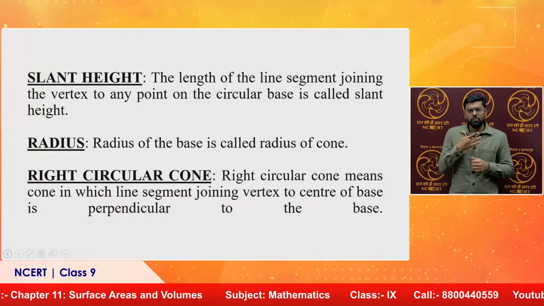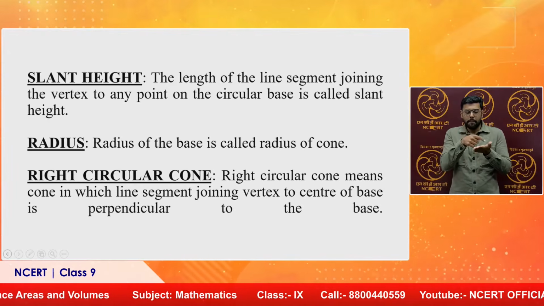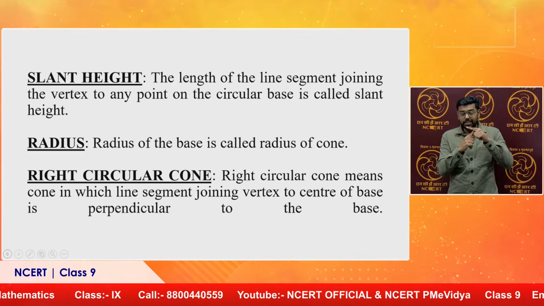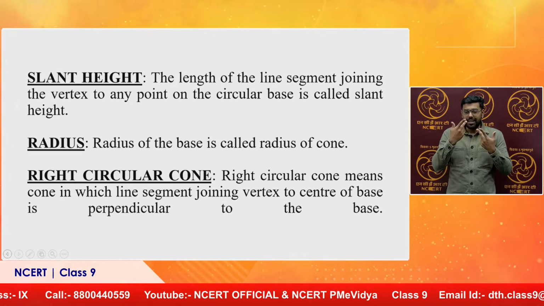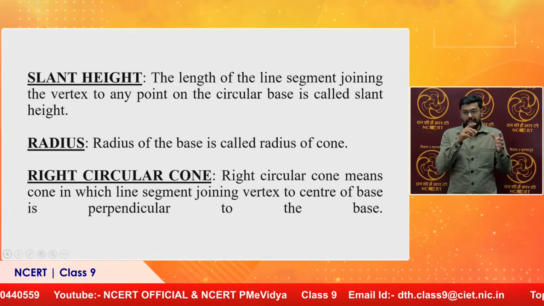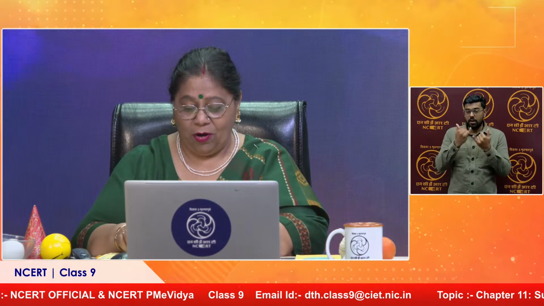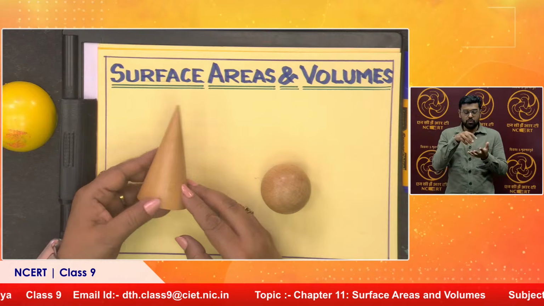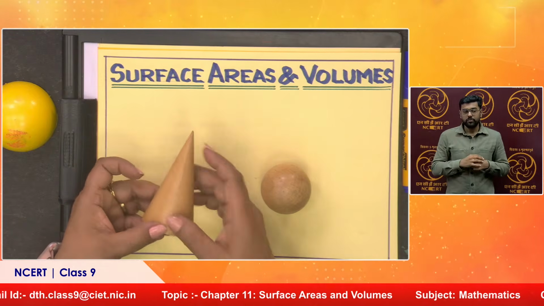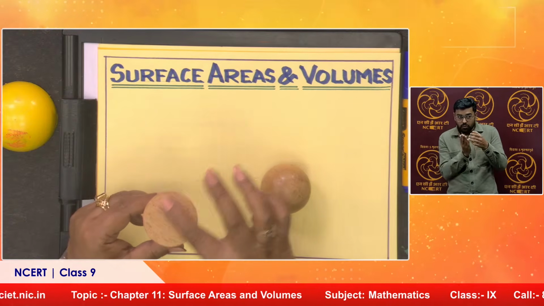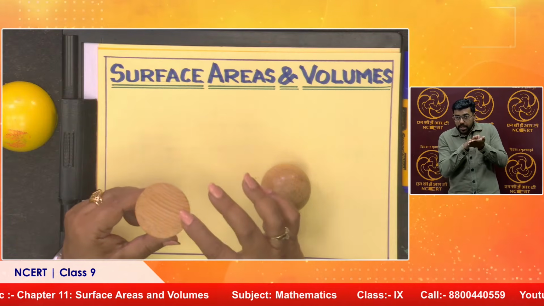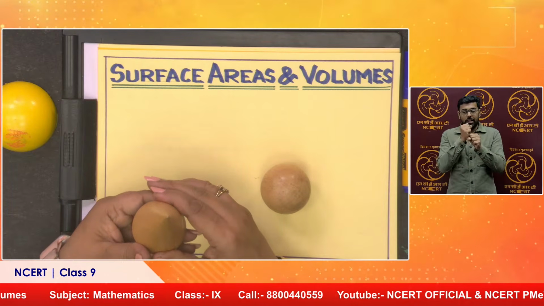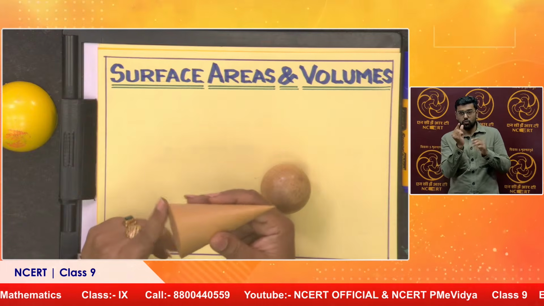What do you mean by radius, children? Radius of the base is called the radius of the cone. And what do you mean by right circular cone? A right circular cone means one in which the line segment joining the vertex to the center of the base is perpendicular to the base. Here, Tanvi, I have solid models to explain children the shape of the cone. This is a right circular cone, children. It has a curved surface and a plane surface. As you can see, this is a plane circular surface and this is a curved surface. So, any right circular cone has two surfaces, one curved and the other plane, which is circular.